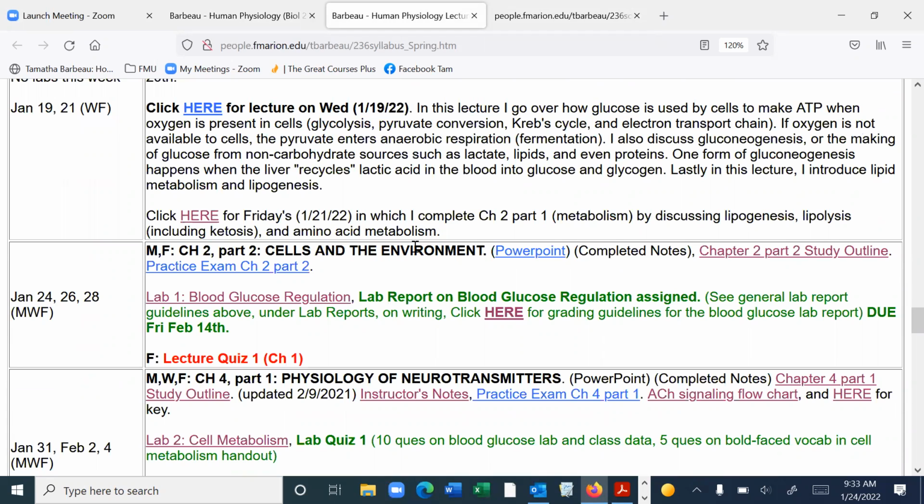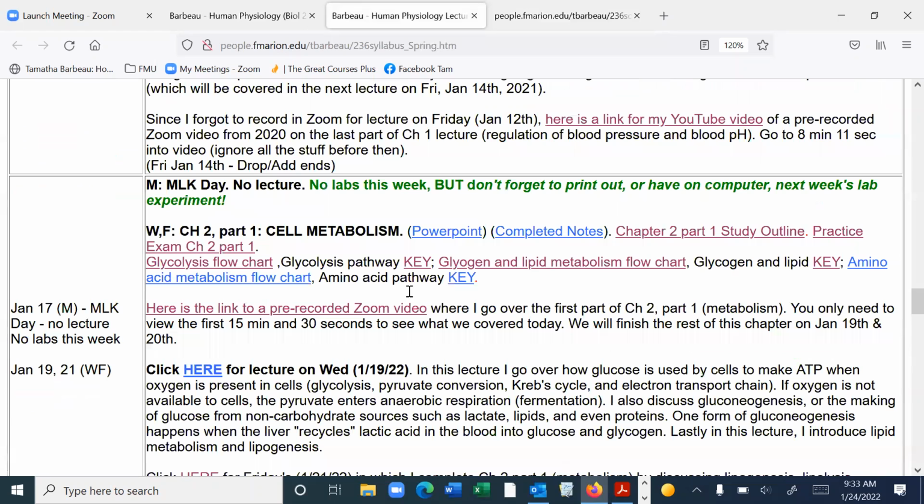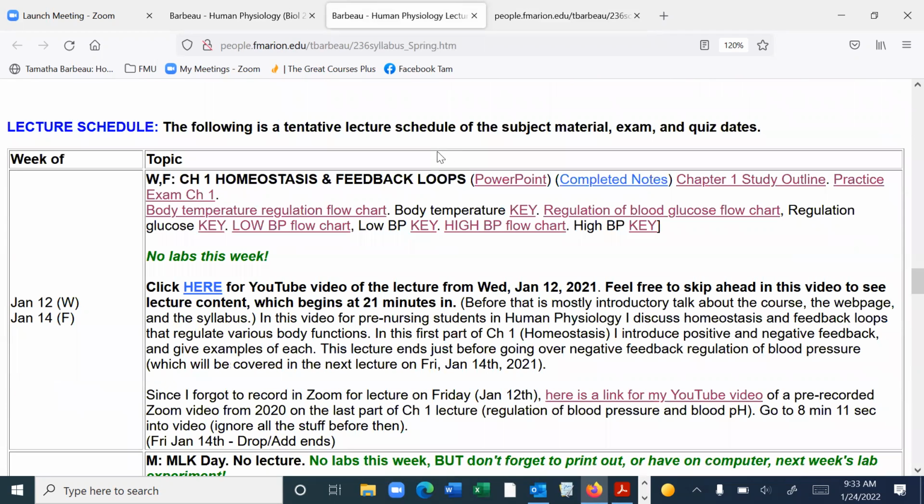So lecture quiz 1, you're like, oh, where is all that stuff? Go back up to chapter 1 here. And then here's your study outline, the practice exam, the blank and the key, and the flow diagrams. It's all up there with that chapter. Any questions about that? That's how you're going to prepare for this stuff.